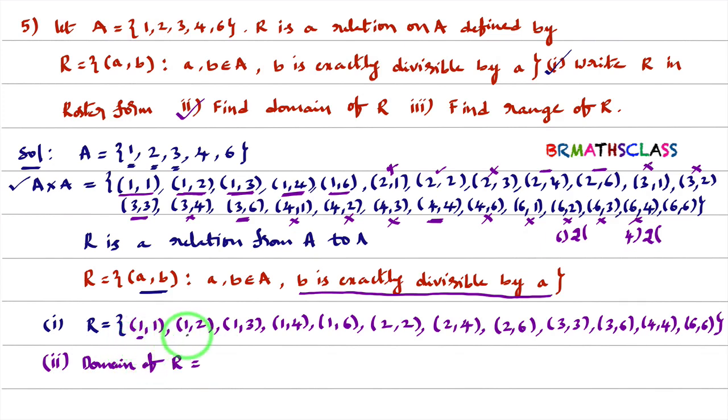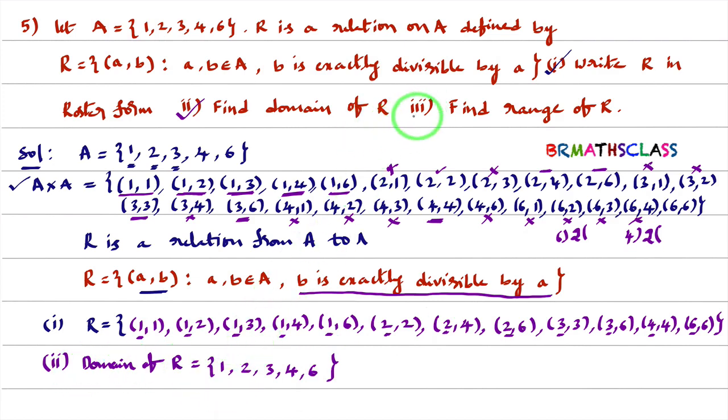You see in this relation, the set of all first elements. Here 1 is there, so I'll write 1. Next, 2 is there, so I'll write 2, and I'm checking what are the first elements of ordered pairs in this relation. 3 and 4 and 6 are also there. So I verified all first elements of ordered pairs in this relation. I got 1, 2, 3, 4, 6. So this is the domain of the relation.